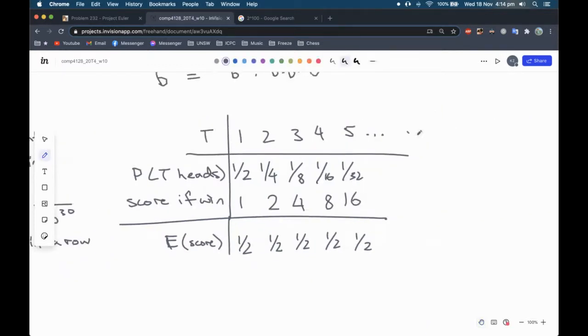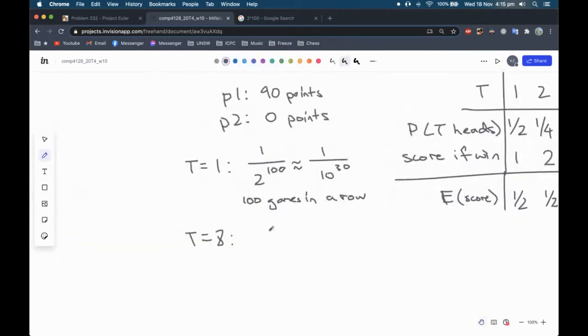If we choose t equals 8, let's go back to our table here and fill this in. The probability of winning is 1 on 2 to the 8, which should be equal to 256. We have a 1 in 256 chance of winning, and our score is 128. What this means is that we have a 1 in 256 chance of winning, but if we do, then we instantly become over 100 points, so we just instantly win the game.